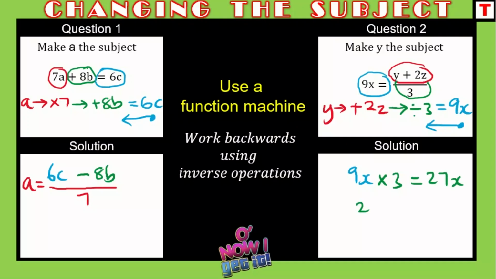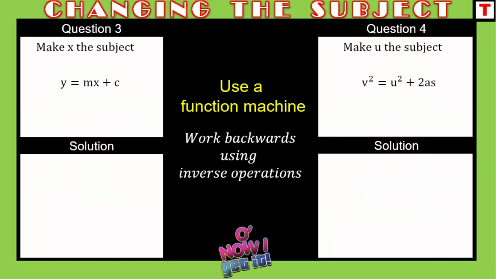So now that we're at 27x, we're going to be doing the inverse of adding 2z, which would be to take away 2z. And this would have given us the value of y. At this point, you can pause the video and have a go at the next set of questions that you see here on your screen. And then we will look at the solutions shortly.